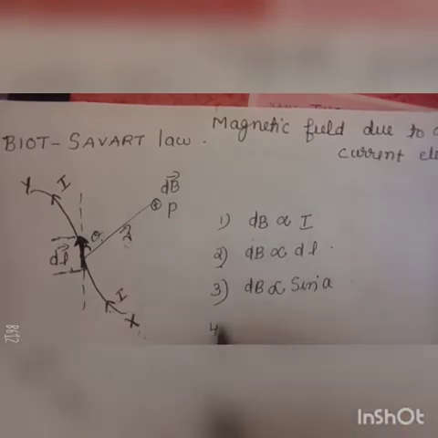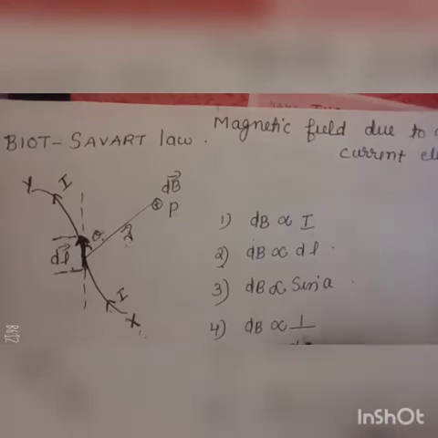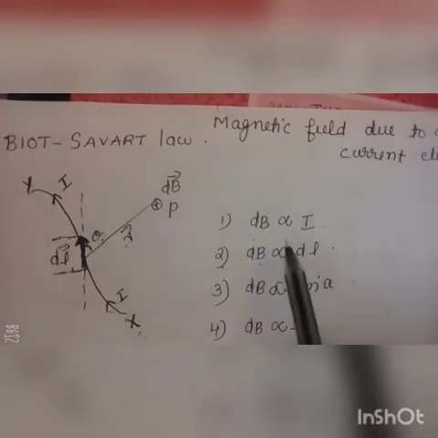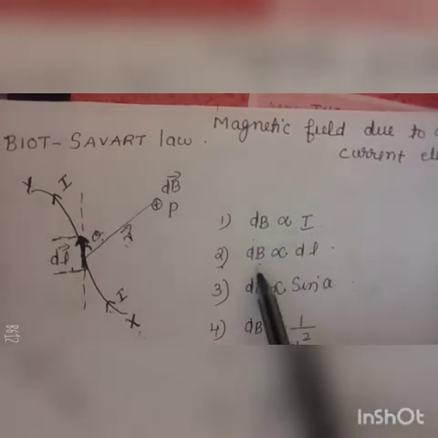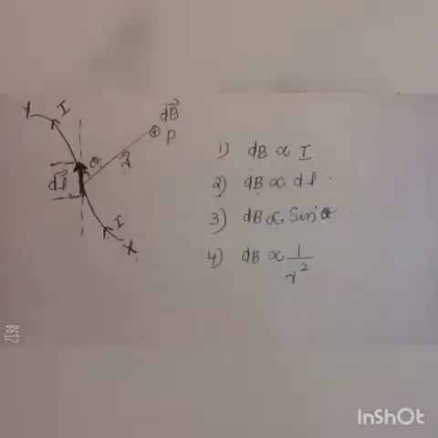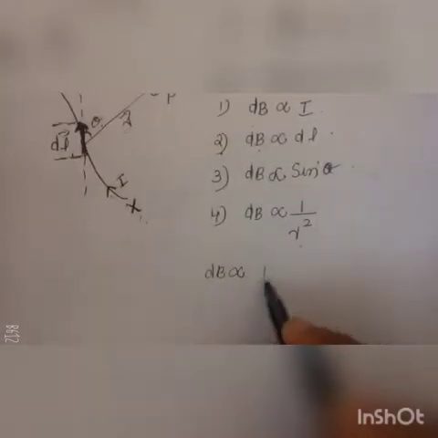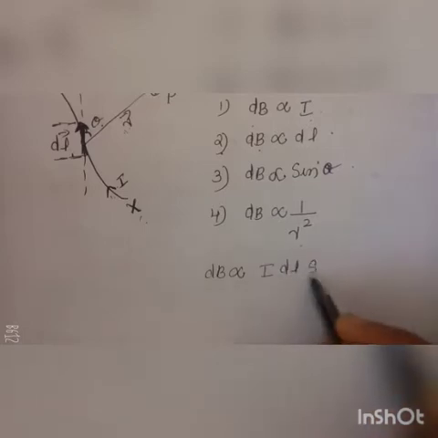And last, the magnetic field dB is inversely proportional to the square of the distance r between the element and the point. So dB is proportional to I, to dl, to sine theta, and to 1 by r square. Combining all four factors, we get dB proportional to I dl sine theta divided by r square.